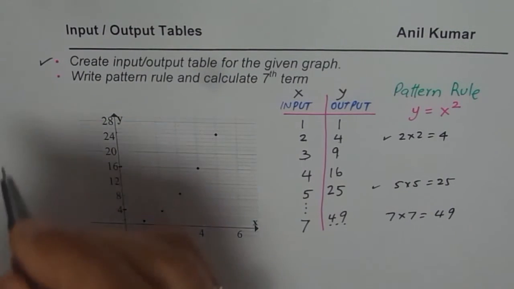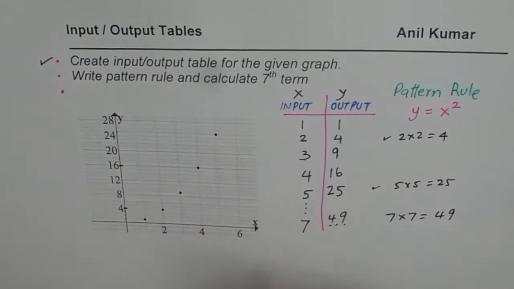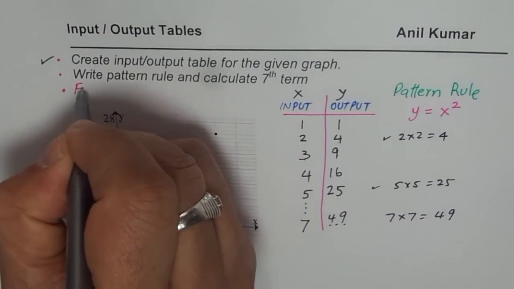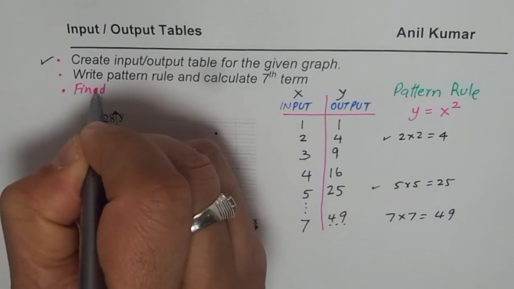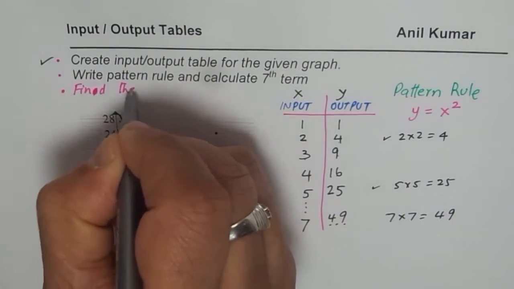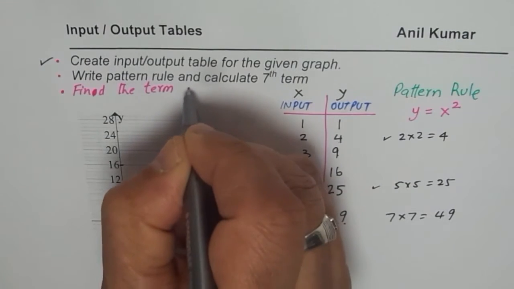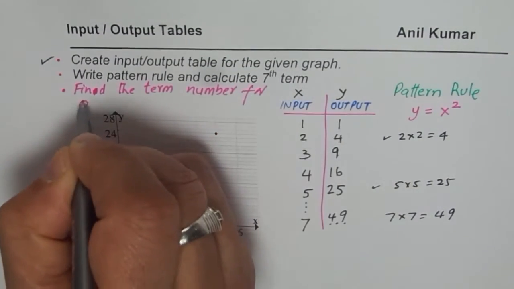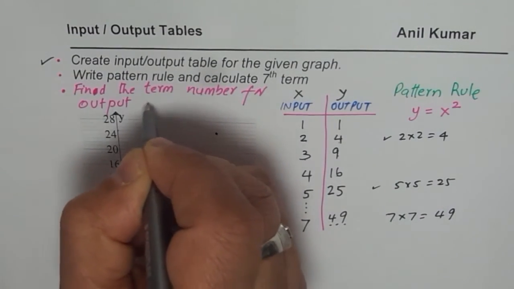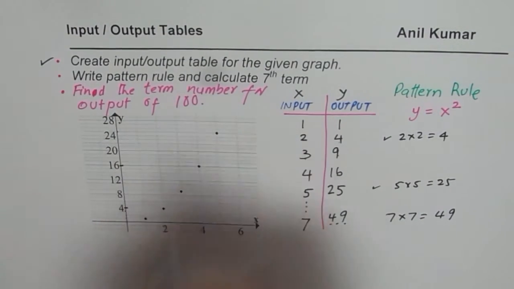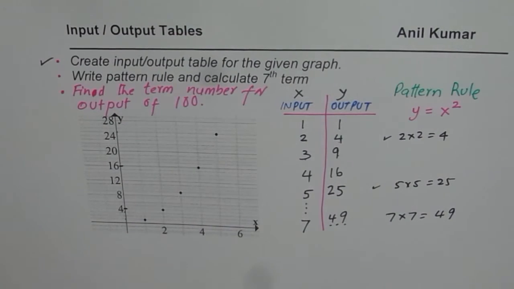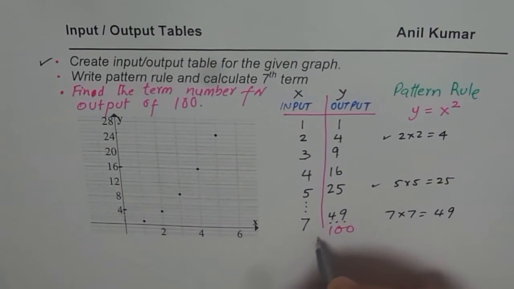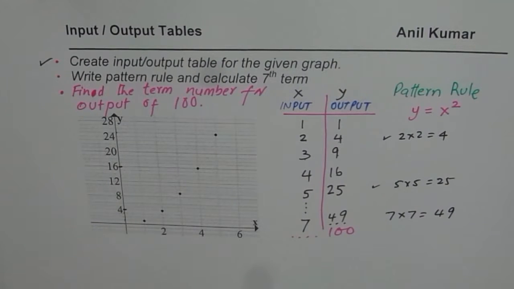Now let me add one more question here, and that is, find the term number for an output of 100. So that is the exercise for you. That is to say, if the output is 100, then what is the input? So that is what you need to do as an exercise for this particular video.